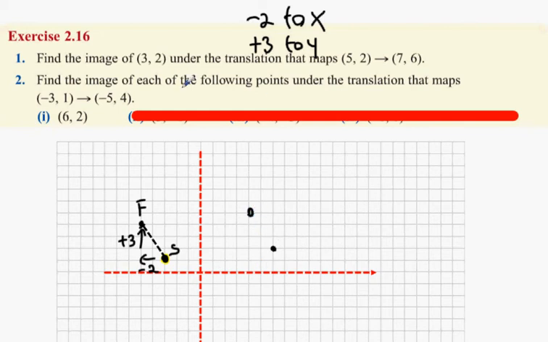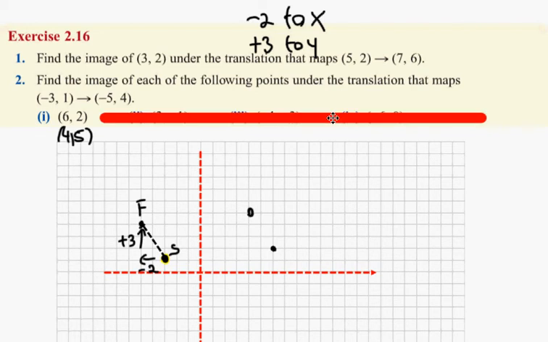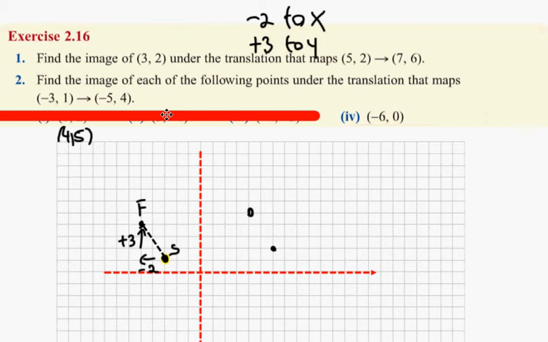Now I could do it like this. Take 2 away from 6, 4. Add 3 onto 2, 5. Is that alright? Okay. You don't have to draw, you can do it in your head. But I'm just saying, it's great if you can sort of picture what you're doing, in your head even. So look at this point now. (-6, 0). Where's (-6, 0) located?